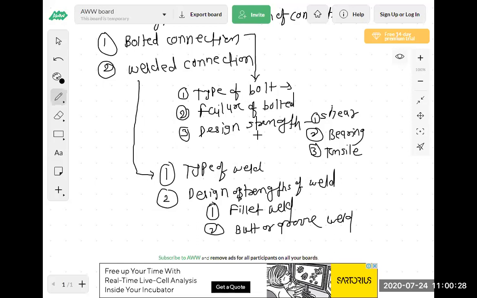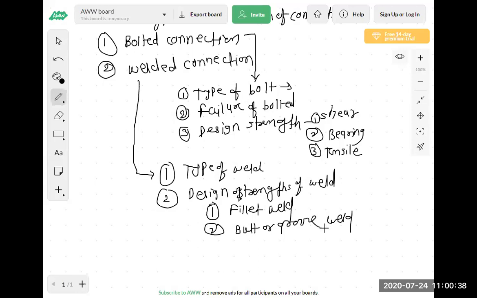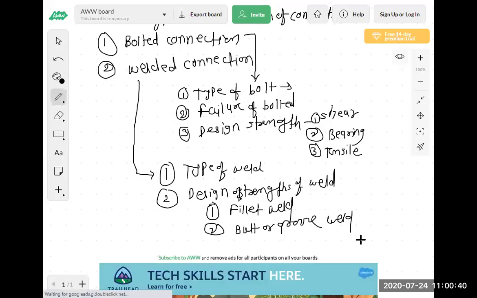So we will move towards unit number 3. Before that, does someone have any question? Please raise your hand or ask me in the chat box. I will wait for 1-2 minutes. Otherwise, we will move next.